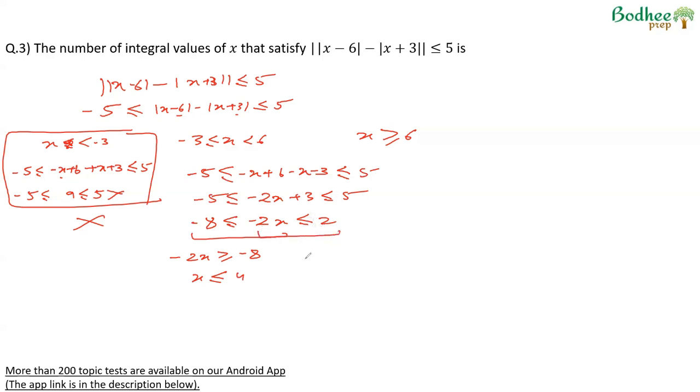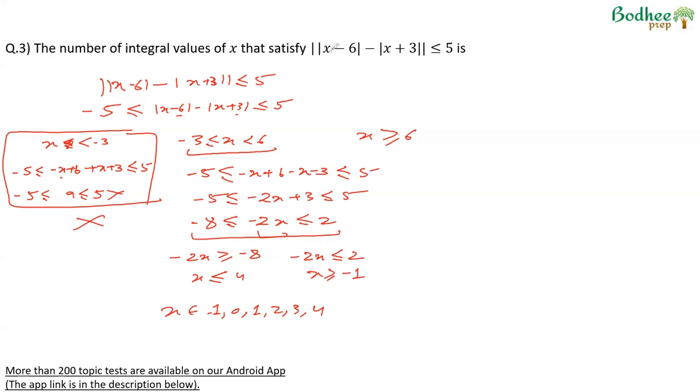Second, this part will give minus 2x is less than or equal to 2, divided by -2, x is greater than or equal to -1. We were in the range -3 to 6. All these values are in the range. So the values that x can take are -1, 0, 1, 2, 3, and 4. As we can see, these values are greater than or equal to -1, less than or equal to 4, and in the range -3 to 6.